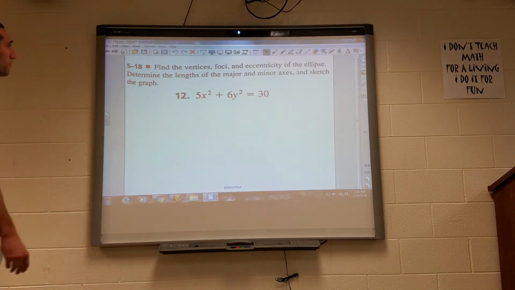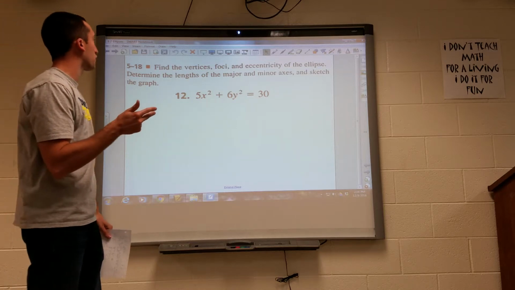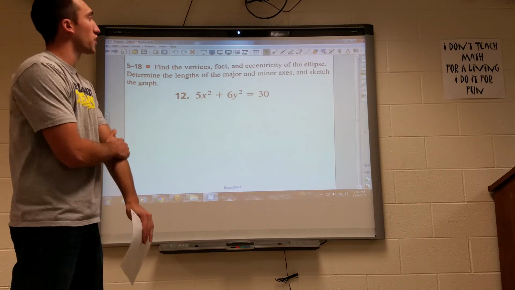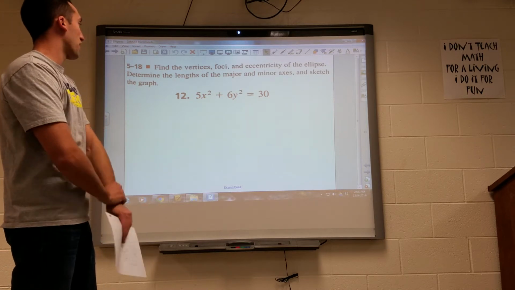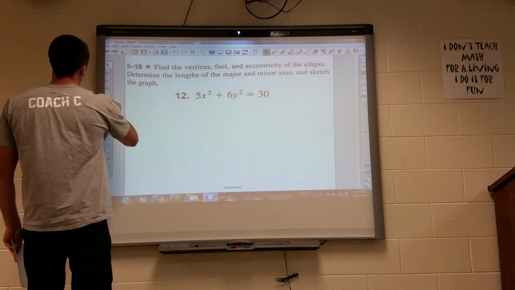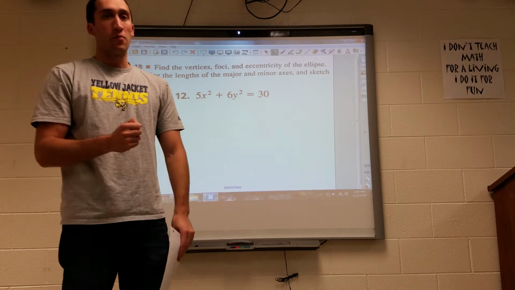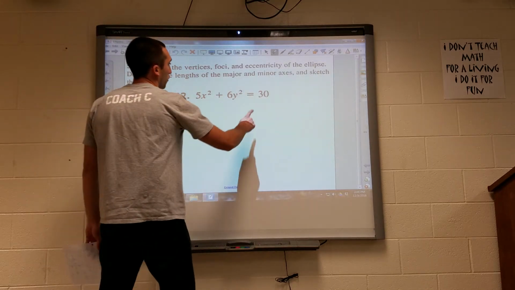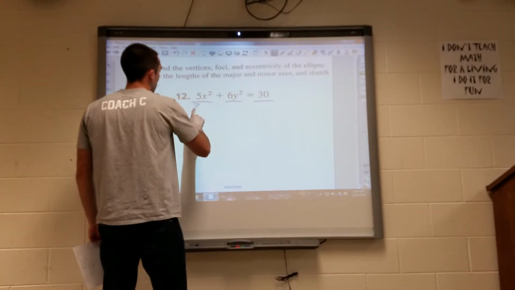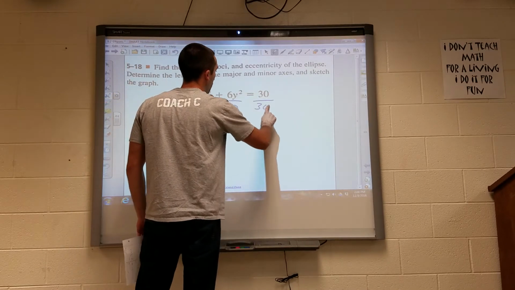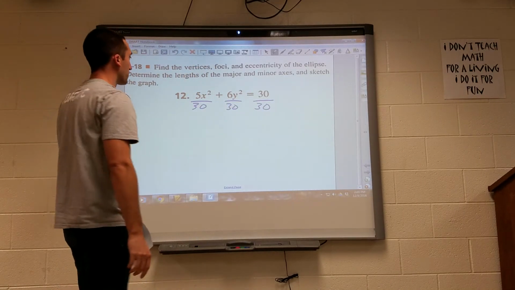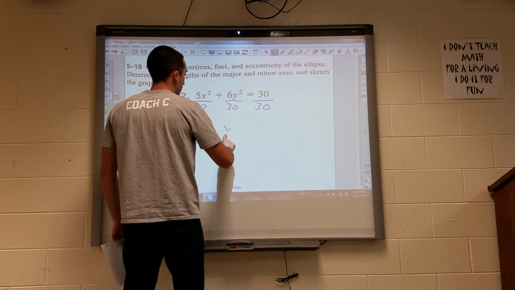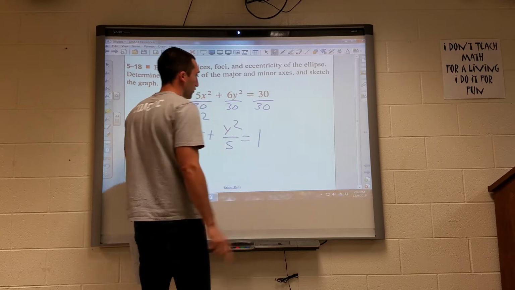So let's go ahead and find the vertices, foci, eccentricity, determine the length of the major and minor axes. I'll explain what those are when we get there, and then sketch the graph. So the first thing we have to do is get it in standard form, where the right-hand side of our equation is just 1. So I've got to divide all of our terms by 30, so I get a 1 on the right-hand side of my equation. So I get x squared over 6 plus y squared over 5 equals 1.